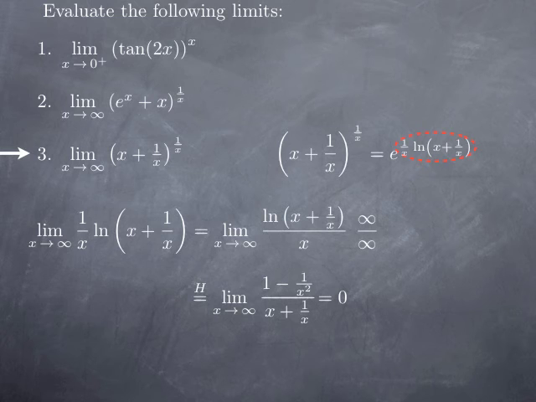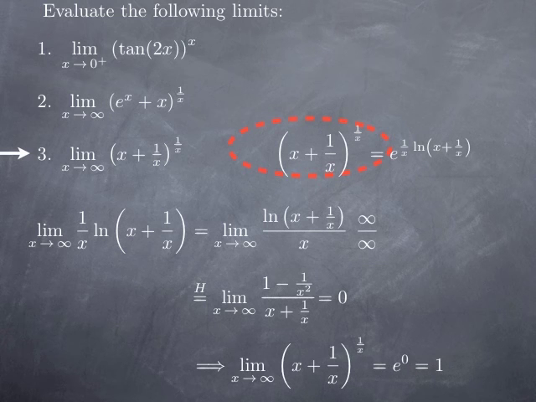This is not the limit of the expression (x + 1/x) to the 1/x, but only the limit of the power of the Euler number. So we have to plug that in order to get the limit of this expression. And what we obtain is e to the limit of the power, in other words, e^0, which is 1.